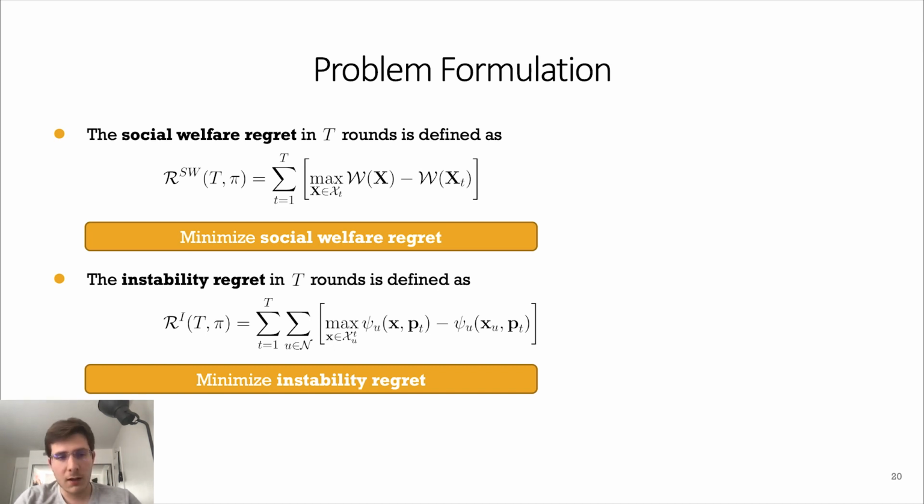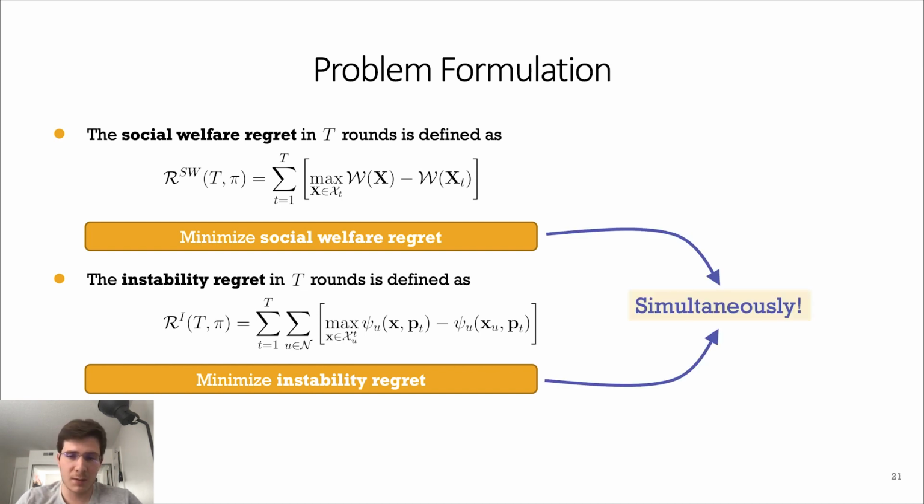On the other hand, we also define instability regret to be the summation of all different users' instabilities from time 1 to capital T, and our goal here will be to minimize instability regret. However, importantly, our goal is not to minimize social welfare regret or instability regret on its own, but to achieve both minimizations simultaneously.